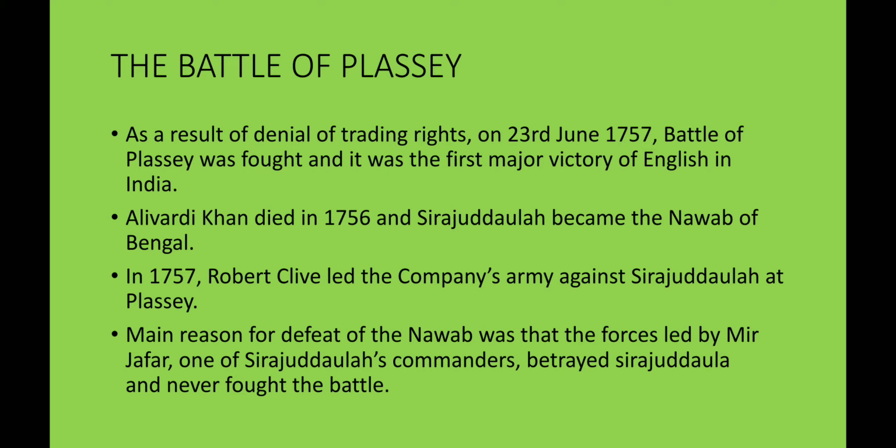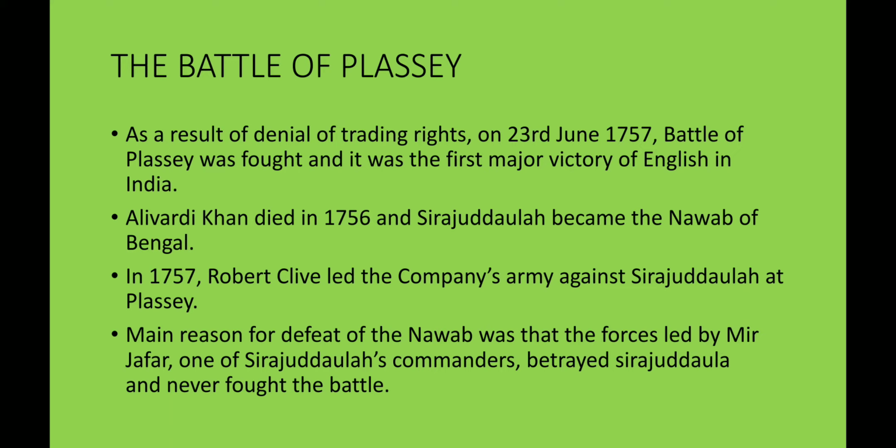Sirajuddaulah became the Nawab of Bengal after the death of Ali Vardi Khan. This worried the company, as they wanted a puppet ruler who would grant them trade concessions and privileges. They even tried to help one of Sirajuddaulah's rivals to become the Nawab. This made Sirajuddaulah angry, and he asked the company to stop interfering in political affairs, stop building forts, and pay the revenues.